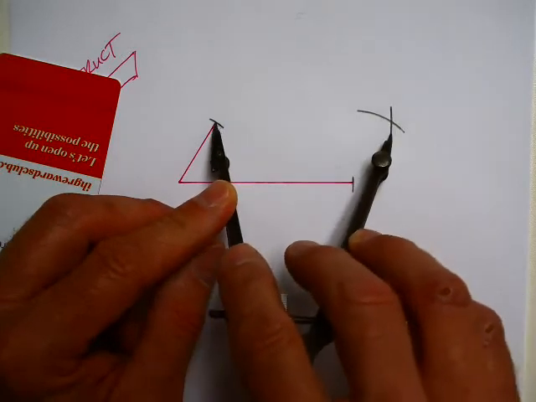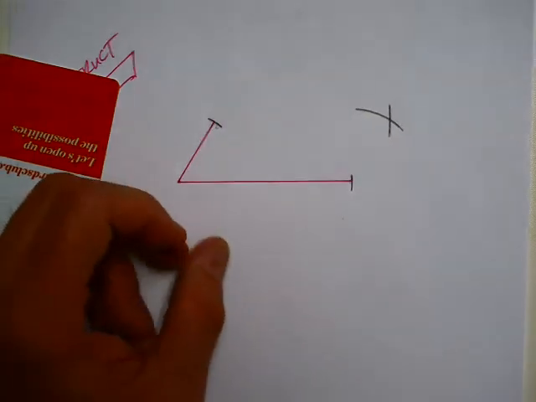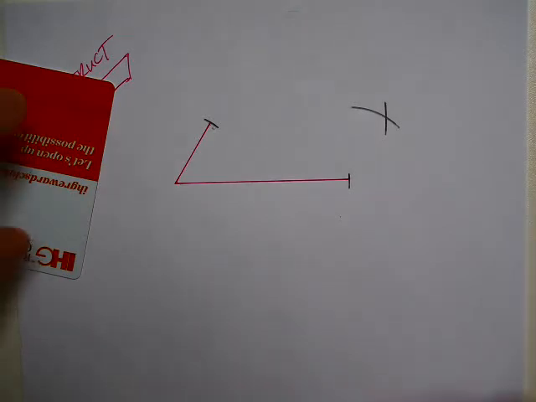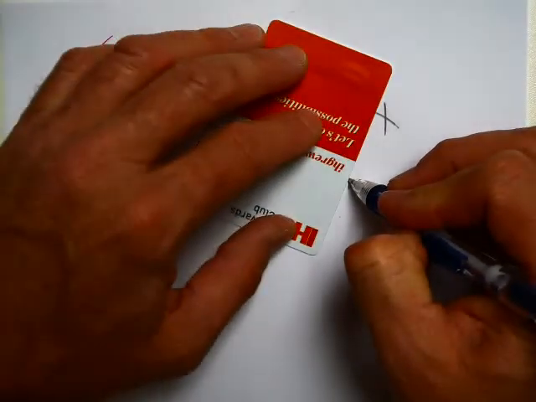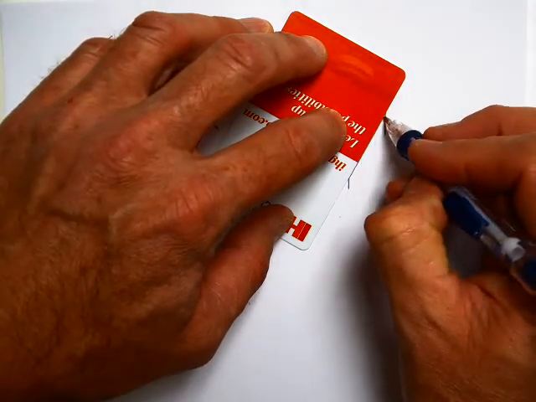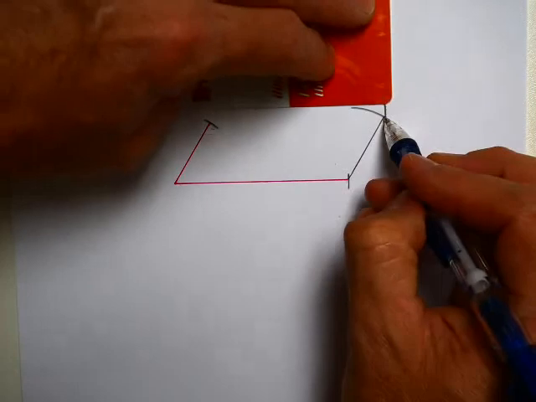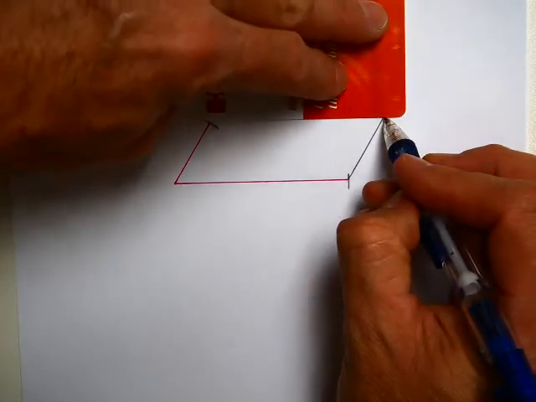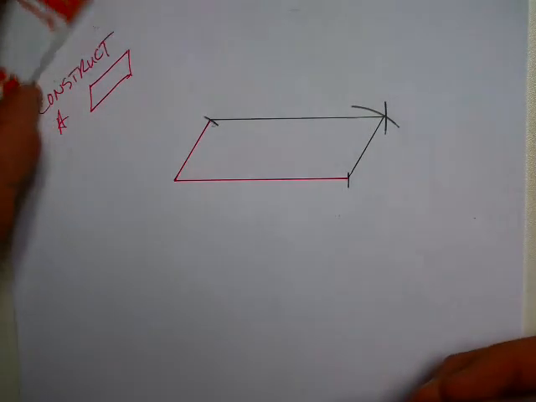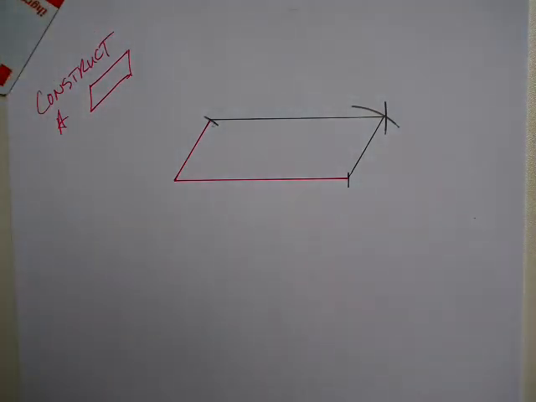And what I want to do is cross the previous arc there, out there in space. So all I need to do now is connect my ends to that intersection. And I have my constructed parallelogram.